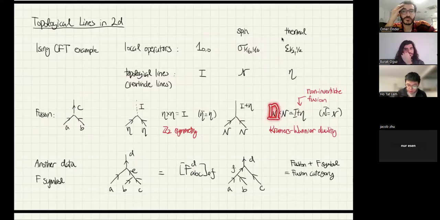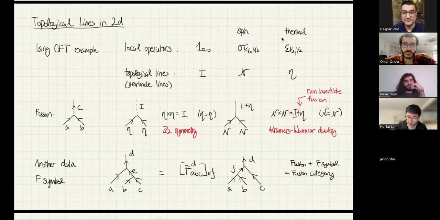Okay. So this is the first generalization of symmetries to non-invertible symmetries using these topological lines. Because when we fuse these lines with themselves, to be precise, with the orientation reversal of these lines, we don't get just identity, we get some additional stuff. That's why it's called non-invertible symmetries.